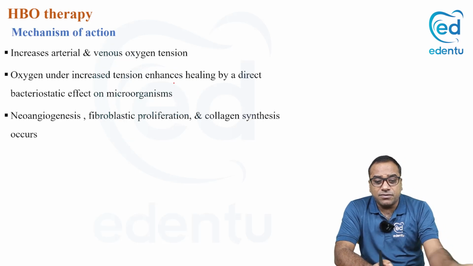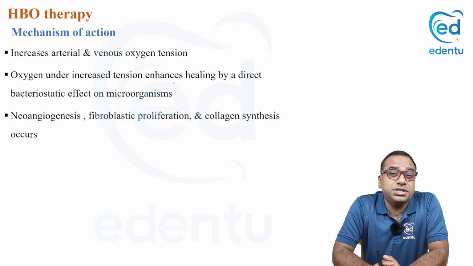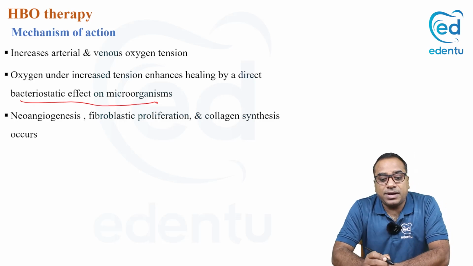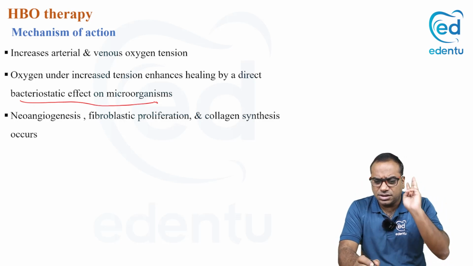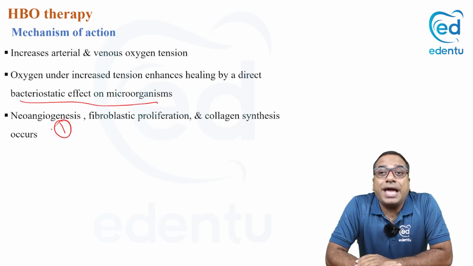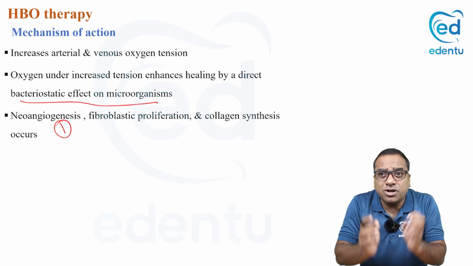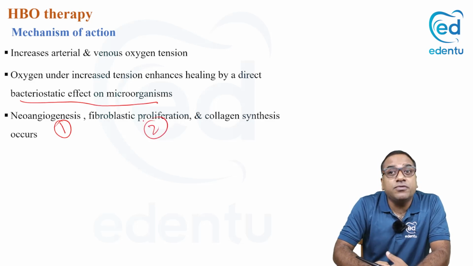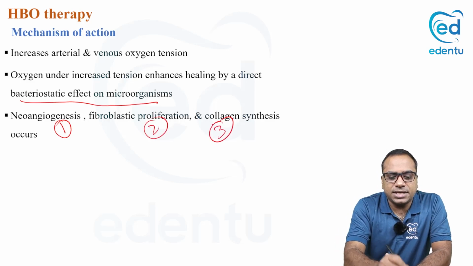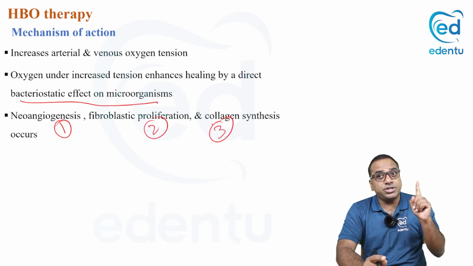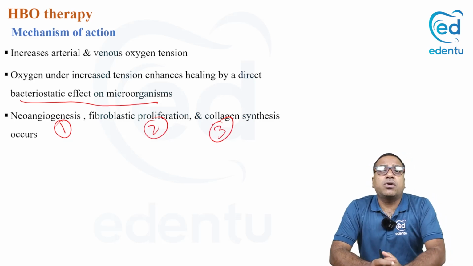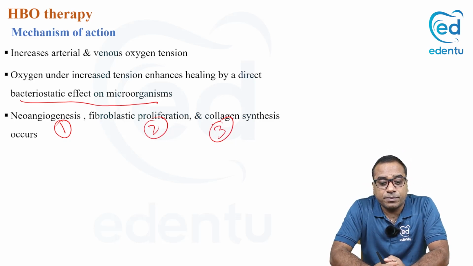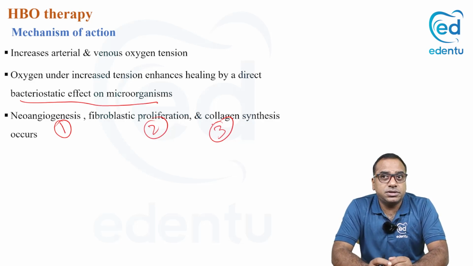So once this oxygen is given, increases in arterial oxygen tension happens. Then bacteriostatic effect on the microorganism will happen. So as a result, these three things will happen. Neoangiogenesis, new blood vessels will be formed because of the stimulation by oxygen. Then fibroblastic proliferation will happen and then collagen synthesis will occur. So these three things will happen and the patient will recover. So this is the basis of HBO therapy.